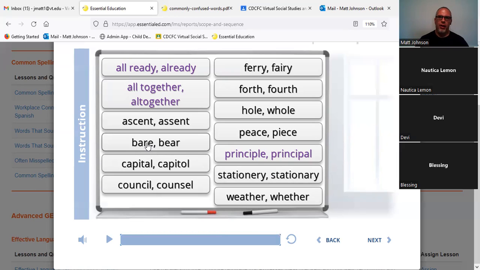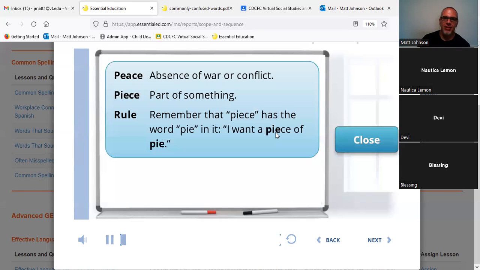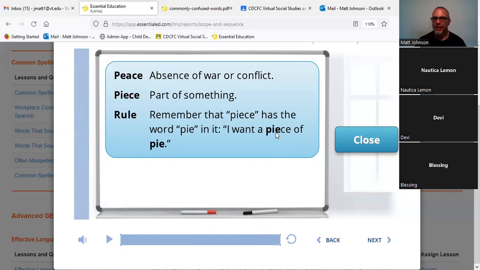Capital and capital, we already went over. Peace and piece. Let's take a look at that. Peace, spelled P-E-A-C-E, means absence of war or conflict. Piece, spelled P-I-E-C-E, means part of something. Remember that piece has the word pie in it. I want a piece of pie. That's a good mnemonic, right? So a piece of something, so just one part.